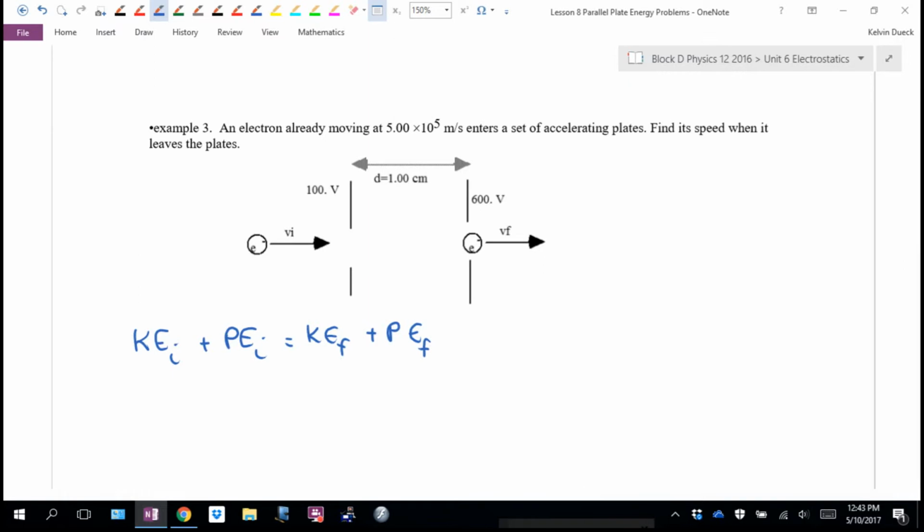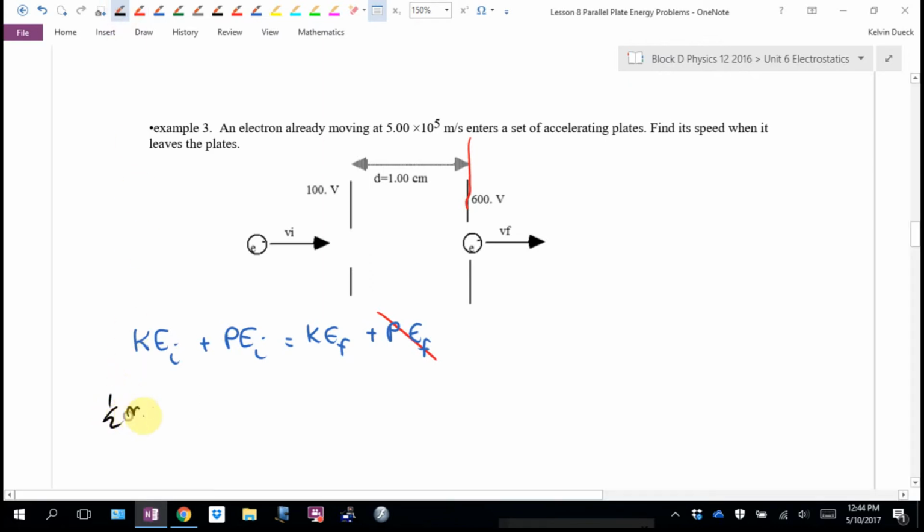Nick, are any of these 0? Are we ever at rest? Not this time. So I can't cross out KE initial or KE final. Do we ever hit the ground, so to speak, metaphorically? Where? Yeah. Right? This is ground level. Voltage is sort of like height, sort of. And so after that, you've used up all of your potential. You'll still have kinetic to keep going in a straight line at steady speed. Okay.